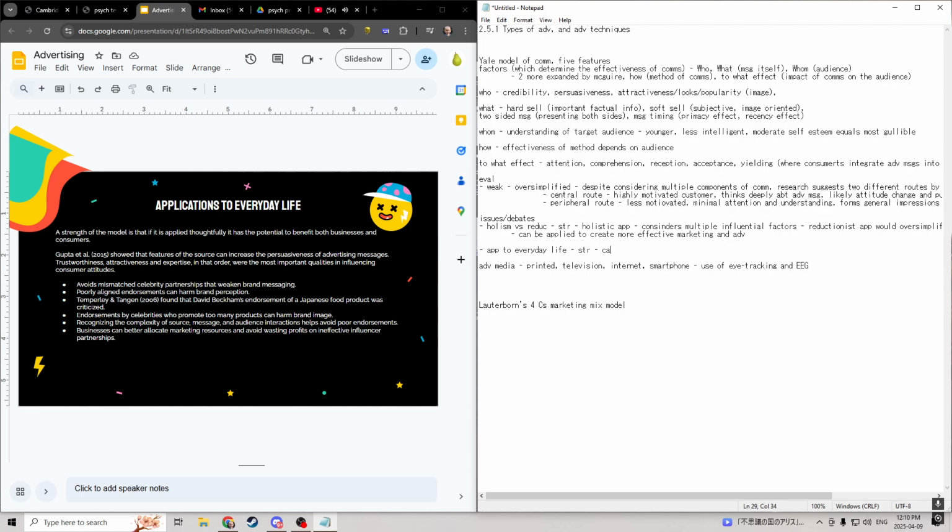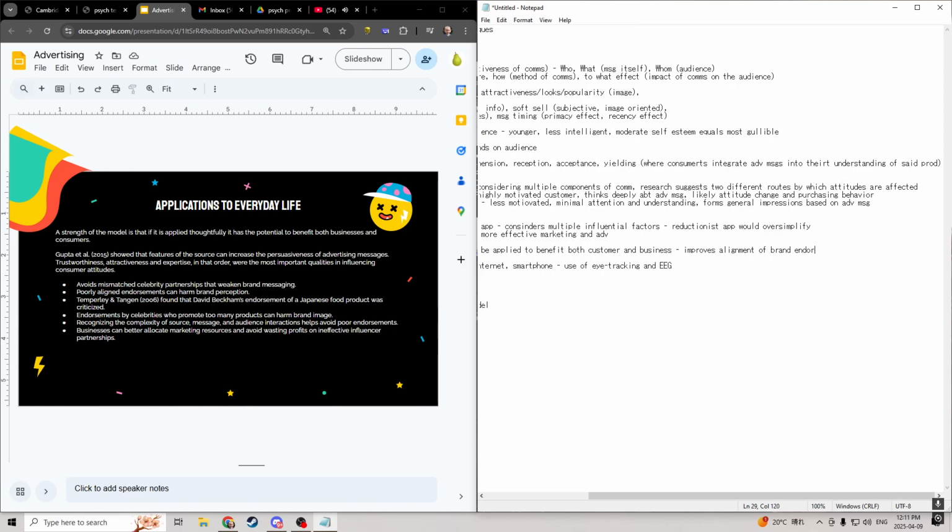Okay. Basically what I already said: to make marketing and advertising more effective. Benefit both customer and business. Improves alignment of brand endorsements. They really like to say alignment for some reason. I don't know why we went so specific, but brand endorsements, I guess.